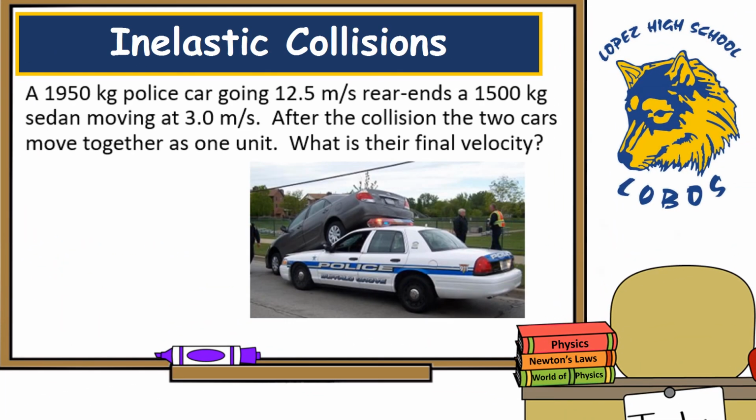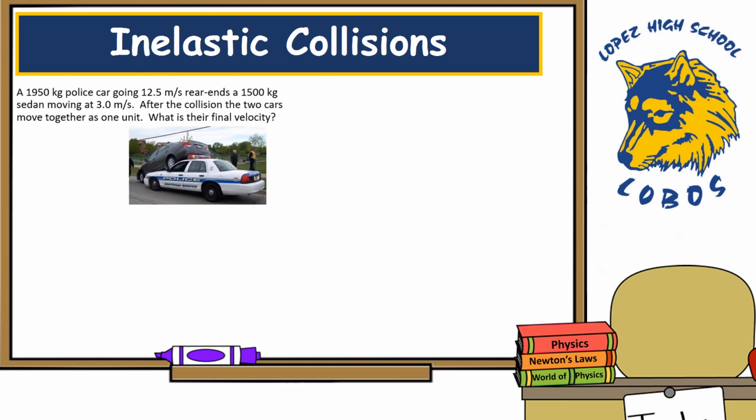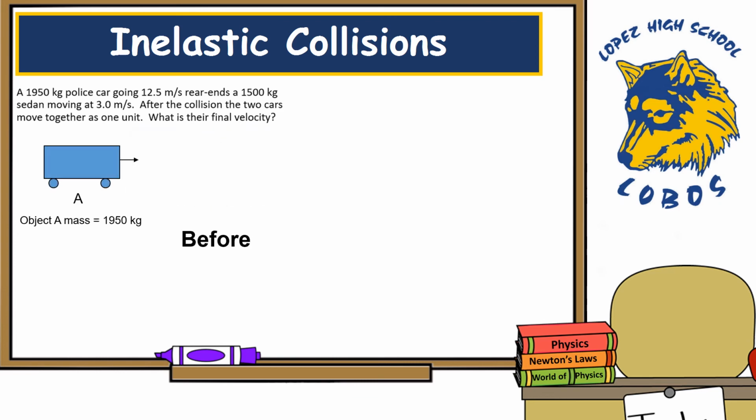This next example, a 1,950 kilogram police car has a velocity of 12.5 meters per second, and it rear ends a 1,500 kilogram sedan that is moving at 3 meters per second. After the collision, the two cars get stuck together. What is their final velocity? So let's start by making a list of what we know. We know that before the collision, the police car, which is going to be labeled as object A, has a mass of 1,950 kilograms with a velocity of 12.5 meters per second. And the sedan that we're going to label as object B has a mass of 1,500 kilograms with a velocity of 3 meters per second.